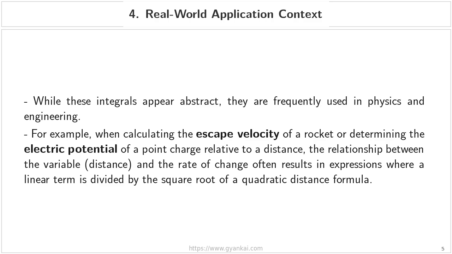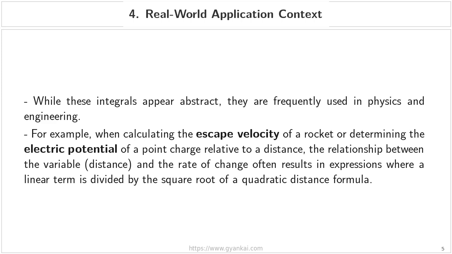The first is calculating the escape velocity of a rocket. Escape velocity is the speed a rocket needs to achieve to break free from a planet's gravitational pull. The formula for escape velocity involves distance, and when you're working with gravitational forces and distances, you often end up with integrals of this exact form, a linear term divided by the square root of a quadratic expression involving distance.